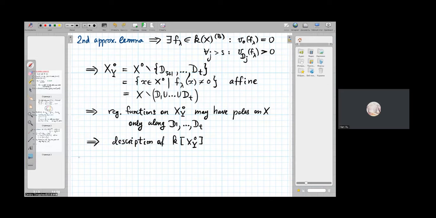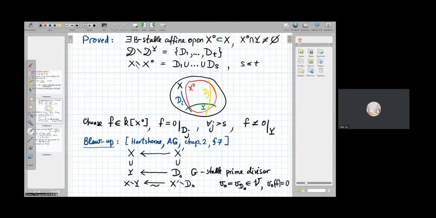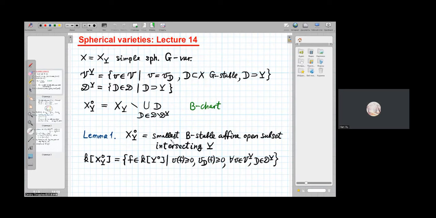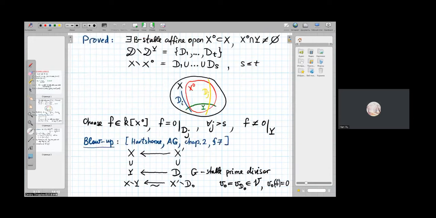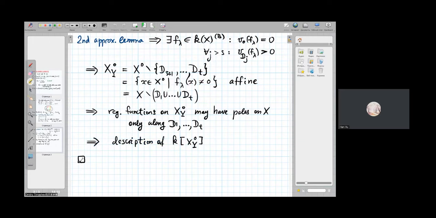So we proved the first lemma because we proved that this B chart is an affine open subset. It is obviously contained in any other open subset intersecting Y because of this discussion, because any such open subset is obtained from X by removing some colors not containing Y. And when you remove all colors not containing Y, then you get the canonical B chart. So the canonical B chart is contained in any other such X naught and it is affine. Thus, we have proved this statement that it is the smallest B-stable affine open subset intersecting Y. And also, we proved this description for its coordinate algebra. So this ends the proof of the first lemma.